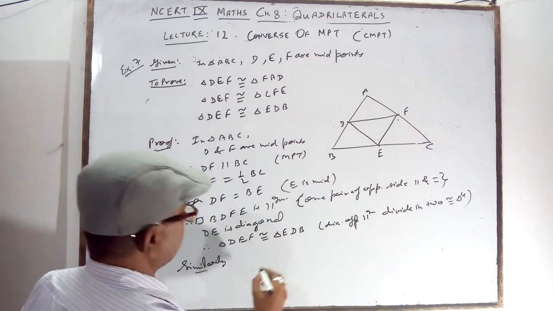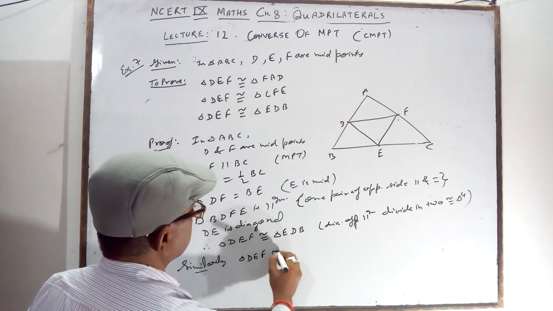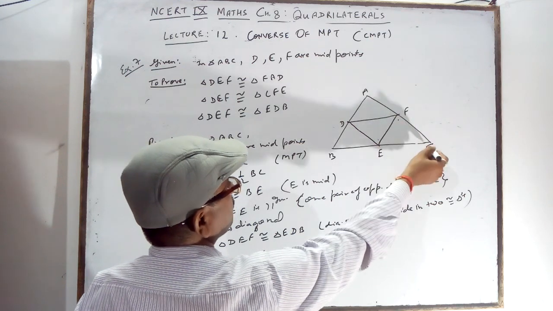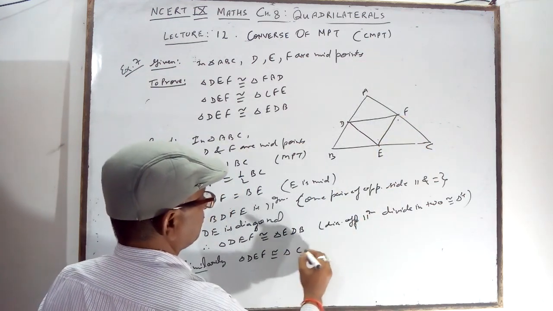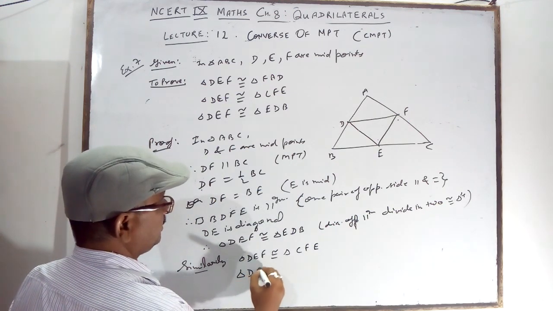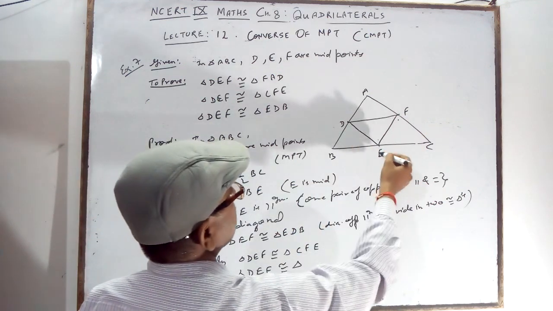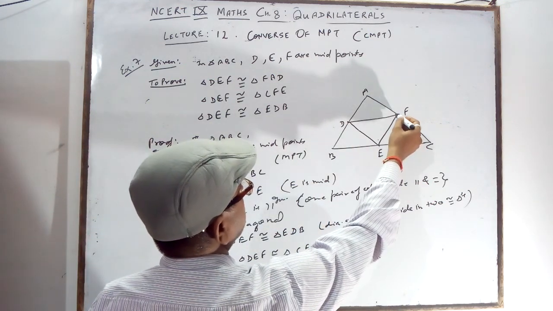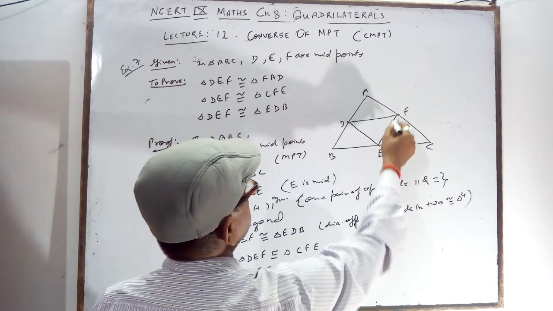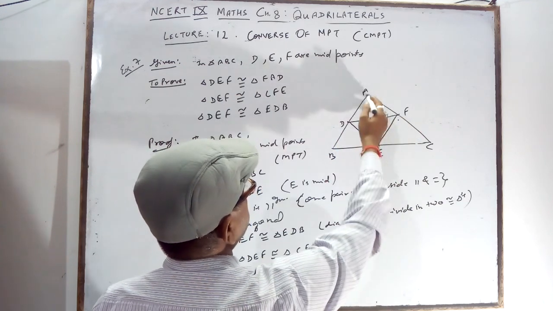Similarly, you can write triangle DEF is congruent to triangle CFE. Triangle DEF is congruent to triangle DEF, congruent to triangle FAD. So you will write FAD.